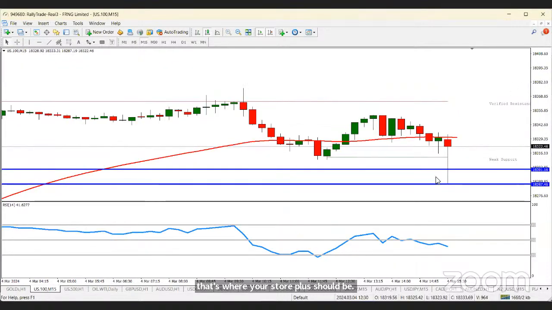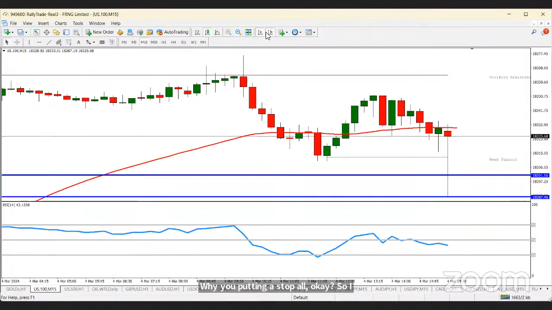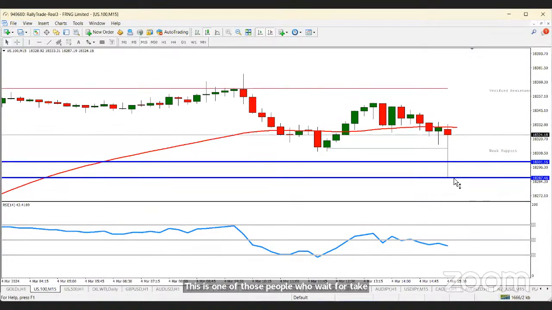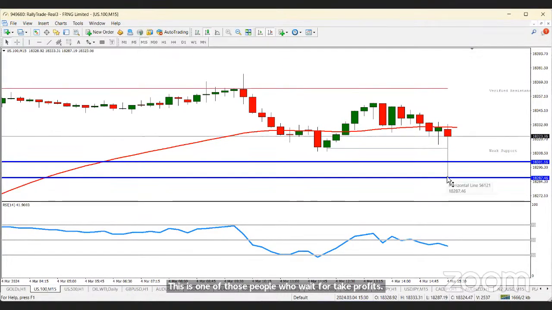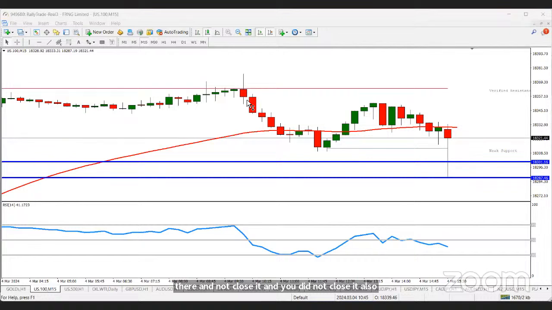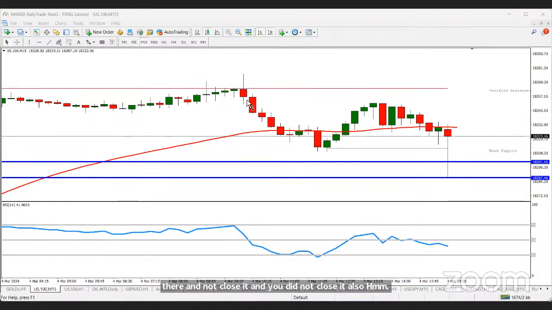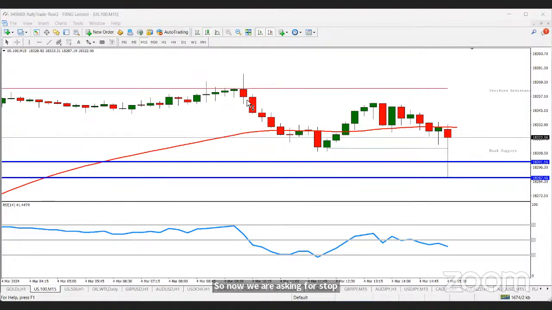Why are you asking for a stop? Oh, okay. So I take it that this is one of those people who wait for take profit. Most likely price got to take profit, but you did not get exactly there and did not close it. So now you are asking for a stop loss on US 100. This is the problem with take profit though. People that depend so much on take profit.